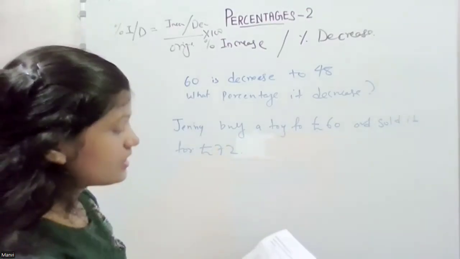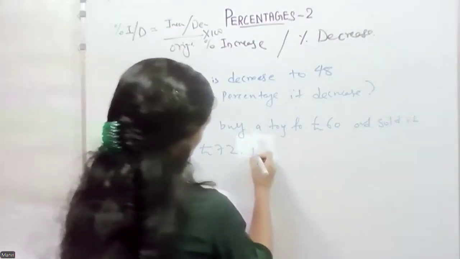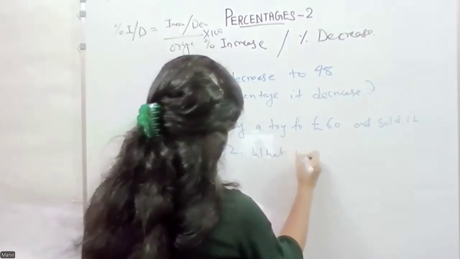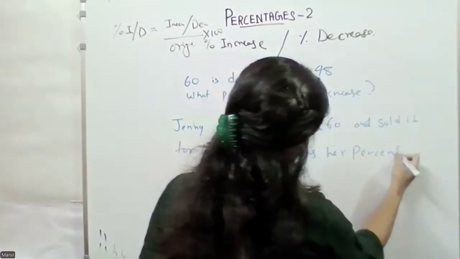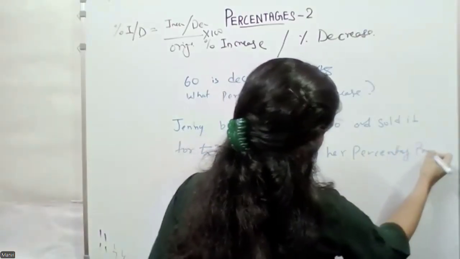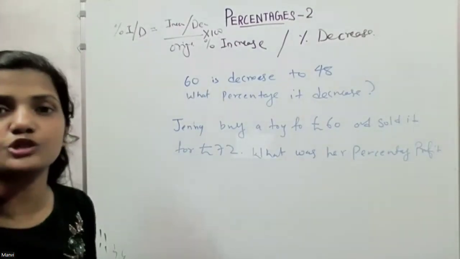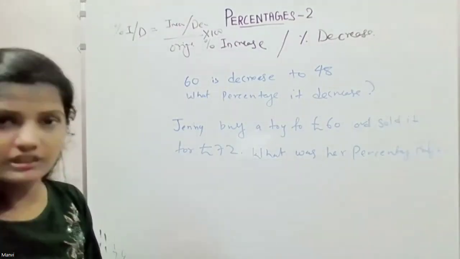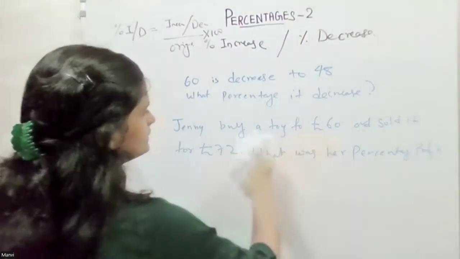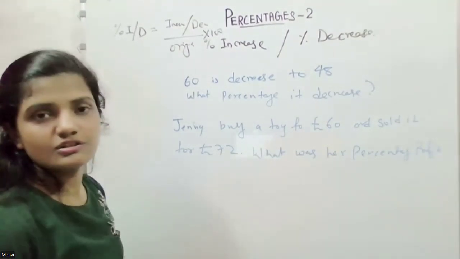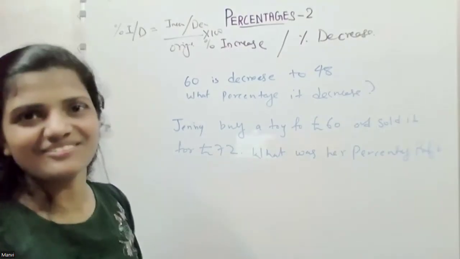So the question asks, what was her percentage profit? How do we do this type of question, Kavya? Very easy actually. First we need to find out what amount of profit she got. I might know how to do it. Please try then.